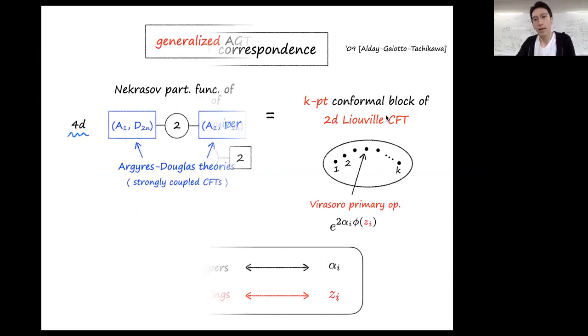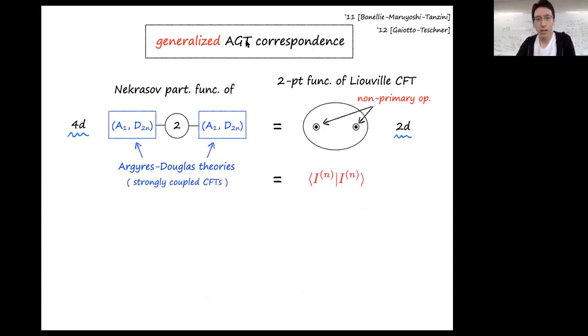Okay. Now there is a less known generalization of the AGT correspondence that was studied by these people. Their claim is that they consider some more sophisticated theory in four dimensions. They consider an SU(2) gauge theory coupled to two copies of strongly coupled CFTs called Argyres-Douglas theories. There are many different Argyres-Douglas theories, but this particular one has a name, the A1, D2N theory. I mean, this is the name of this particular Argyres-Douglas theory.